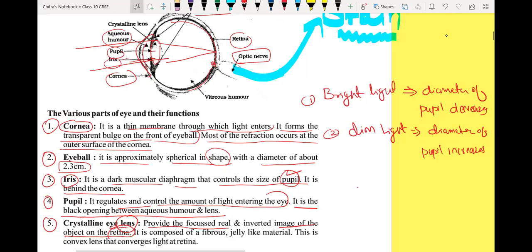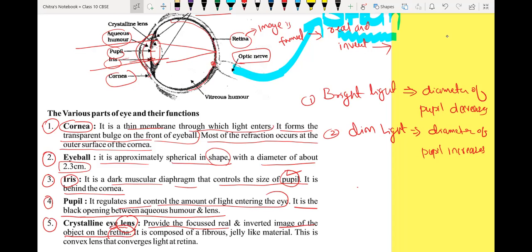So the image is going to form on the retina. And what is the nature of the image? The image is real and inverted. Inverted image means what? Upside down and downside up. It is upside down and downside up.